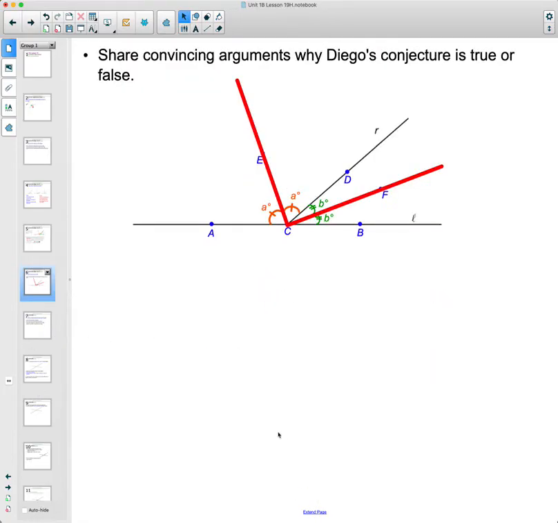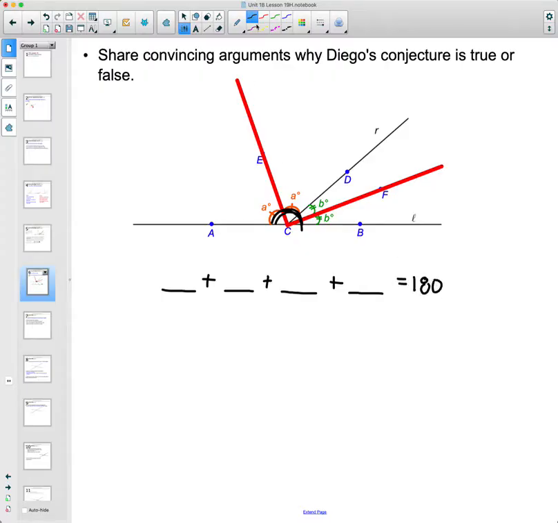If we wanted to actually write a convincing argument or do a proof for this, and actually prove it, we could take a look at this. We looked at in the warm-up that a straight line is 180 degrees. So if we take a look, we actually have all four of those angles creating that straight line. And we know that a straight line is equal to 180 degrees. So we could say that A plus B totals that straight line. So those are all of the angle measures of this straight line, so we could add them all together and know that it equals 180.